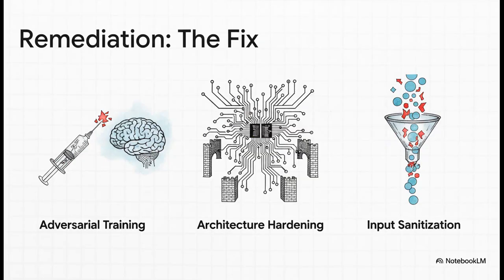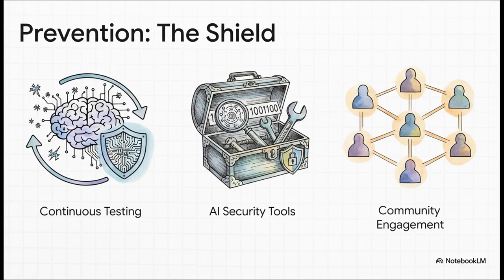For remediation, one of the best strategies is called adversarial training. The best way to think about this is like giving your AI a vaccine. You deliberately show it these tricky adversarial examples during its training. It learns to recognize the invisible noise and correctly classify the image anyway. It learns to see the panda, no matter what.